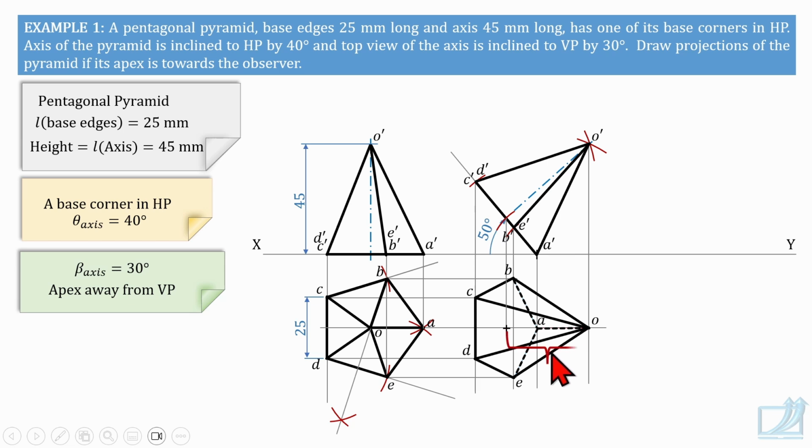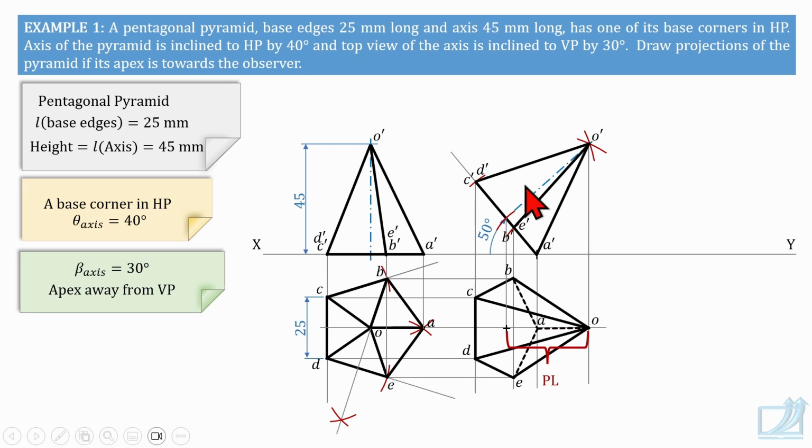Now what is the length of the axis here? From the center of the base to the apex it is the axis. What is this length? It is certainly shorter than the true length. It is less than 45. So this is the plan length of the axis. This is not the true length of the axis. The true length of the axis is here, 45 millimeters, which we have measured already.